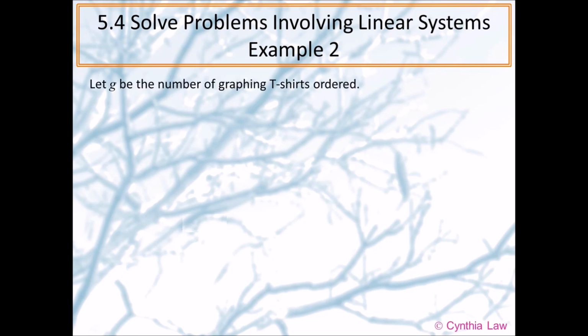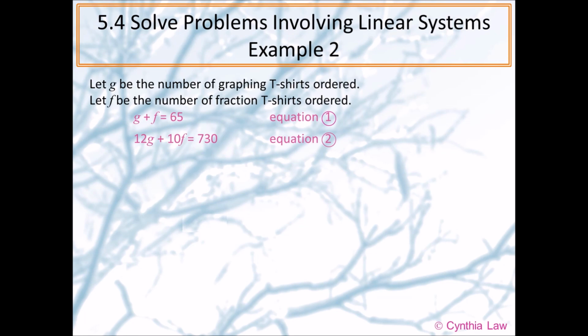Let statements. Let G be the number of graphing t-shirts ordered. I put G first because I'm reminding myself that I need to solve for G only and not F. And then F is the number of fraction t-shirts ordered. And then my equations. First one is G plus F equals 65. So the total number of t-shirts is 65. So I add G and F together. And that's my equation 1. For the second equation, I need the total cost based on the cost of each type of t-shirt.